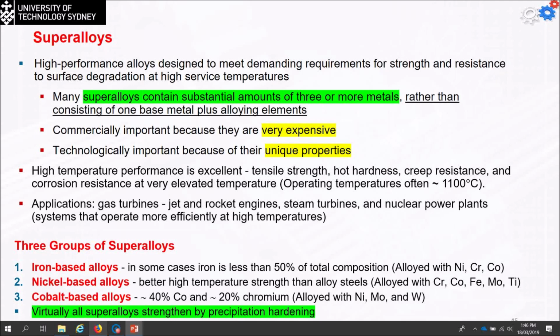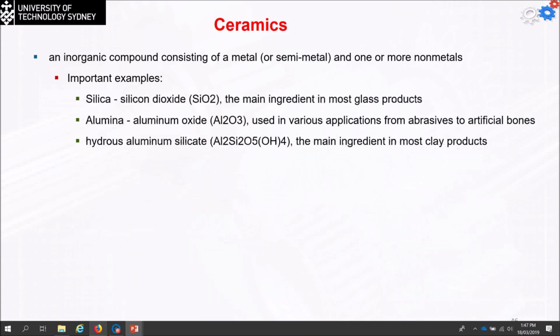Now, for ceramic. A ceramic is an inorganic compound consisting of metals or semi-metals and one or more non-metals. Important examples of the non-metals are silica, alumina, and hydrous aluminum silicates. Ceramics have good high hardness.